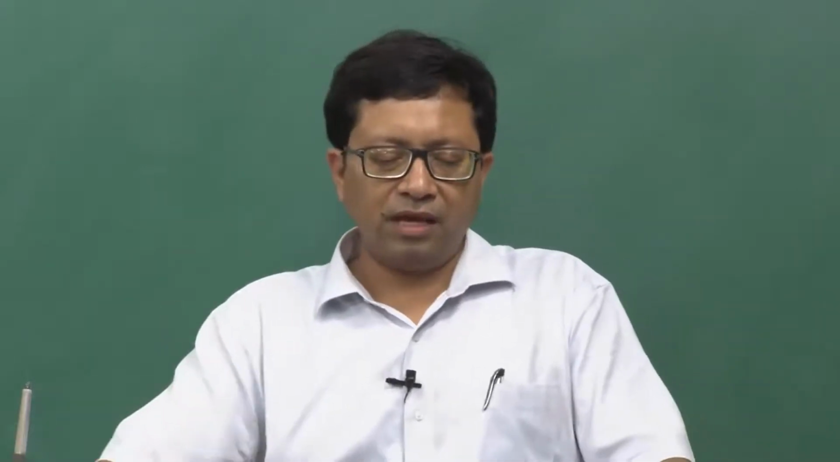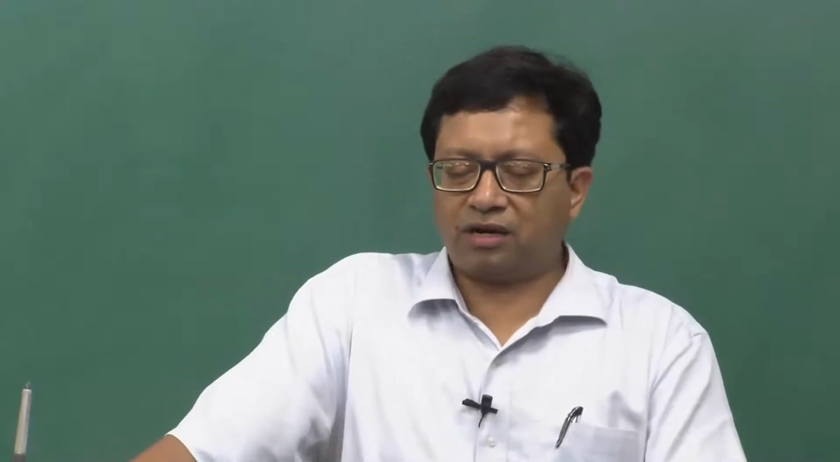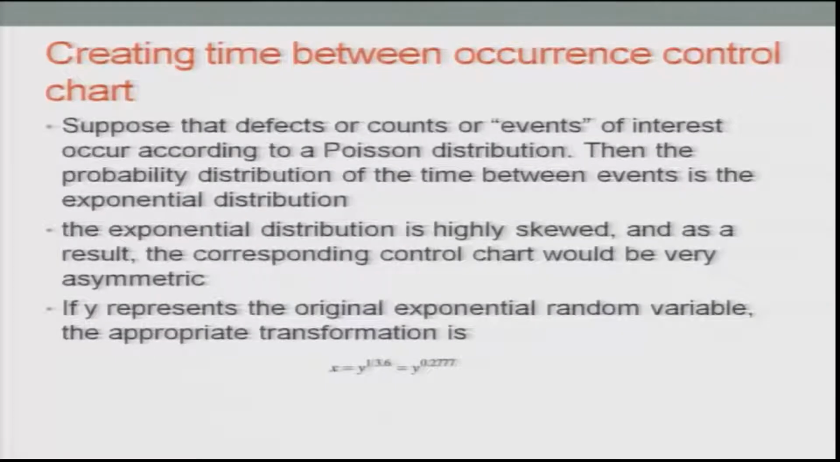So, continuing the same discussion: control charts for time between occurrences. We did mention time and again, consider the set of observations at 9 o'clock, 10 o'clock, 11 o'clock, say for example a 1 hour interval. That 1 hour was just an arbitrary example. Suppose that defects or counts or events of interest occur according to a Poisson distribution, then the probability distribution of the time of arrival would be exponential.